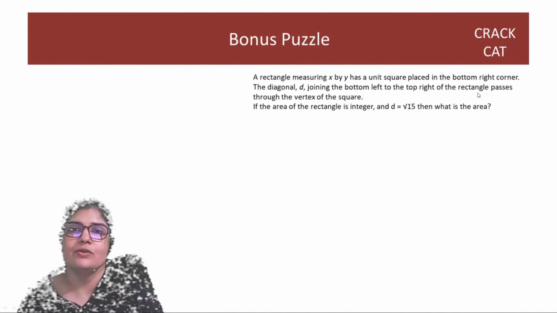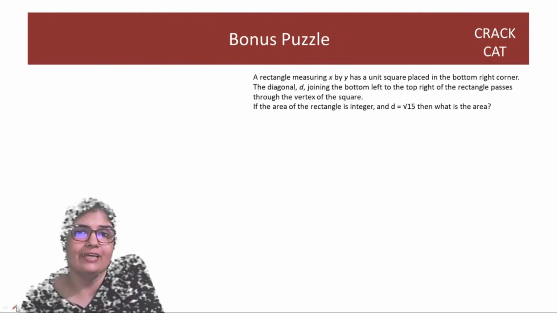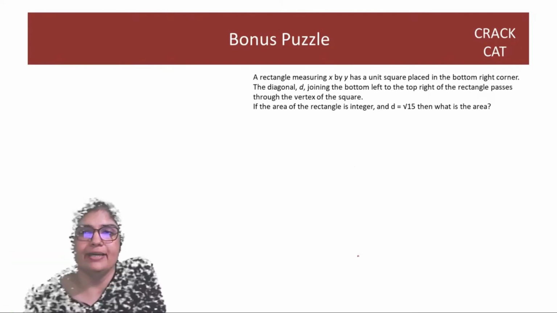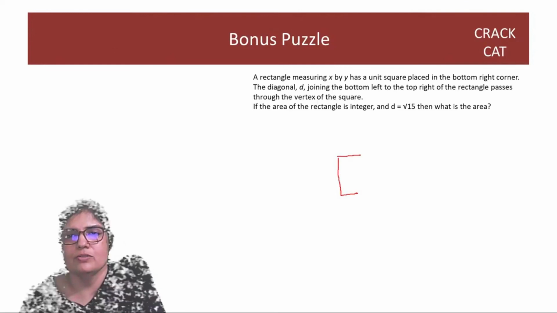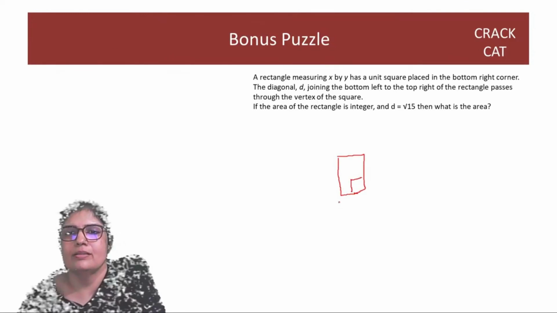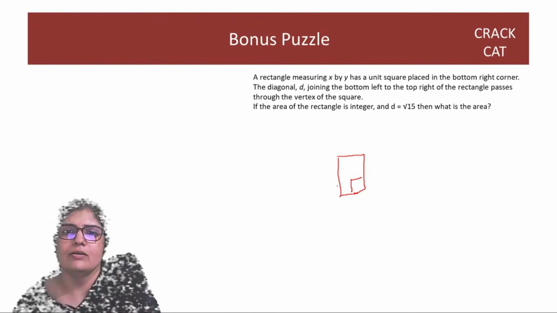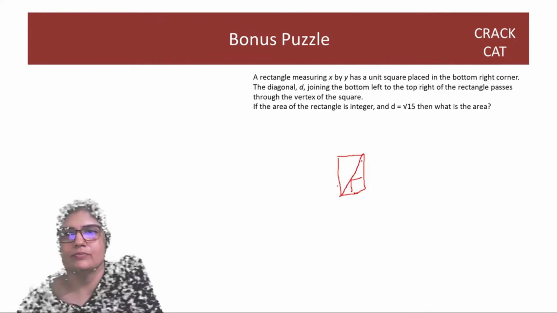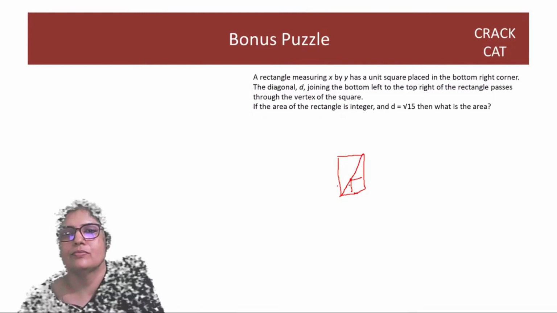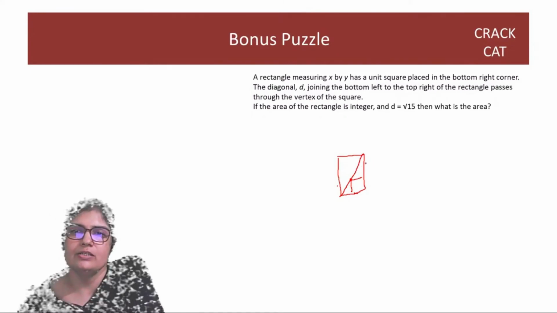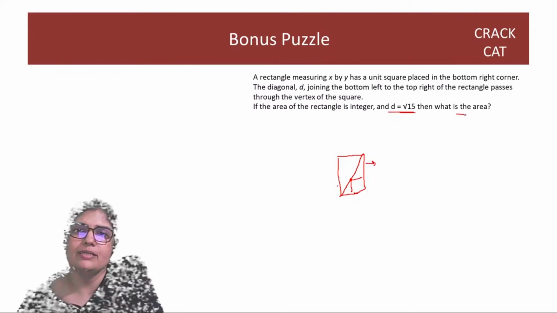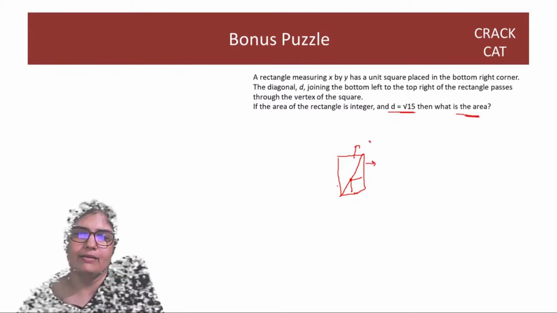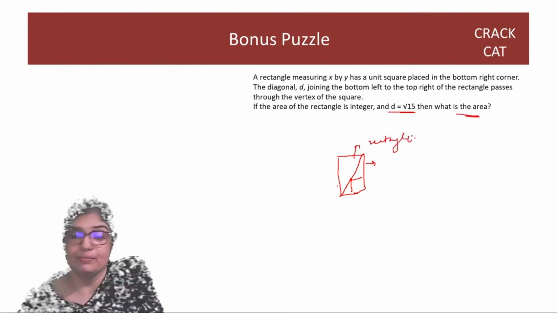Right? So great guys, here is your bonus puzzle. A rectangle measuring x by y has a unit square placed in the bottom right corner. So this is your original rectangle, and this is the unit square. The diagonal D passes the unit square. The area of the rectangle is an integer and D is equal to root 15. What is the area of this rectangle? That is the puzzle.